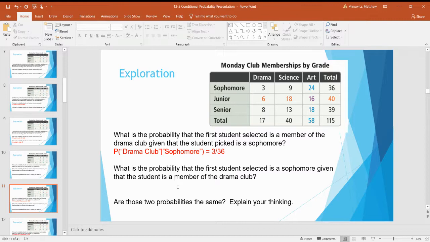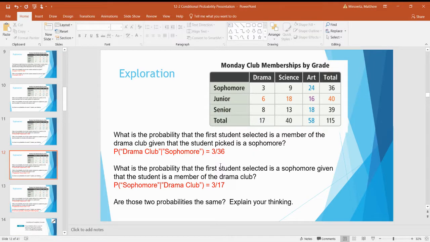Now the second question says that they're a member of the drama club. So we have 17 students that are in the drama club, and we want to know how many sophomores are in the drama club. So this is 3 out of 17, because with this one we know the group is all the students in the drama club, whereas the last one, it was out of all sophomores. So the order is going to matter. We're picking from different groups. If we know that the student is a sophomore, we have 36 students to choose from. If we only know that the student's in the drama club, we have 17 students to choose from.